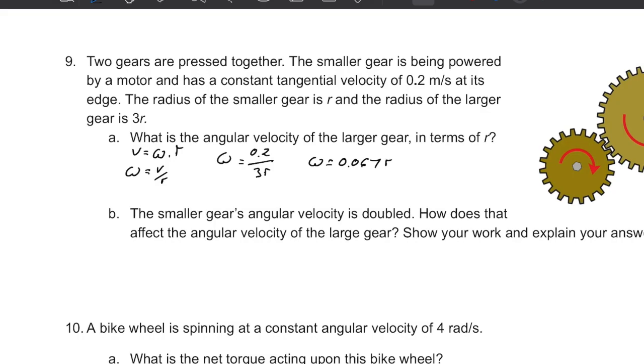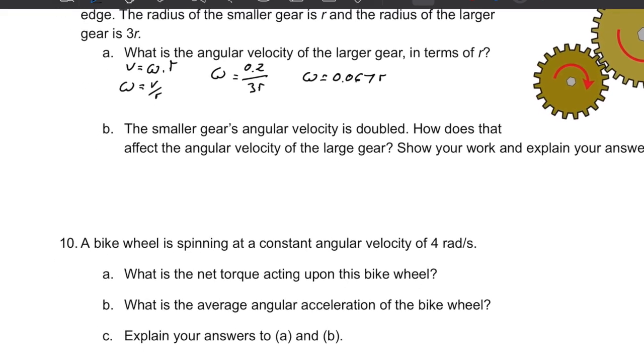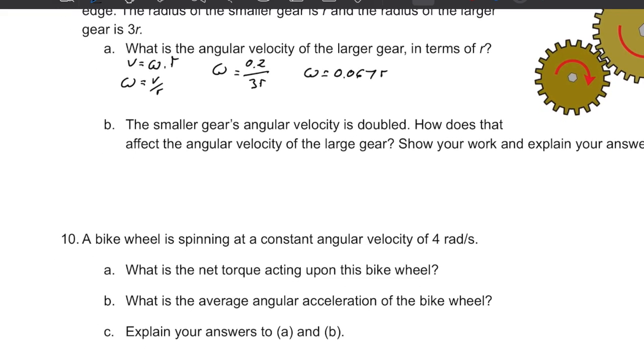The smaller gear's angular velocity is doubled. How does that affect the angular velocity of the large gear? Well, the angular velocity is doubled, so omega is doubled, and their relationship is directly proportional. If you double omega, you double velocity, right? Because velocity is equal to omega r. So doubling one doubles the other. We haven't changed the radius, so it's still that direct relationship.